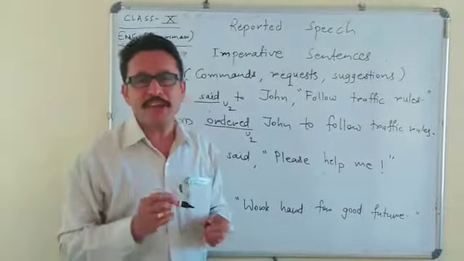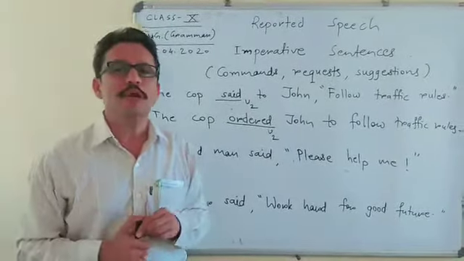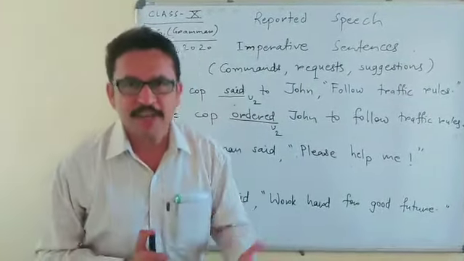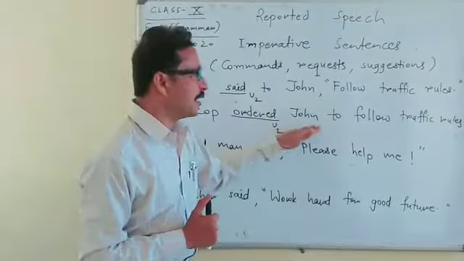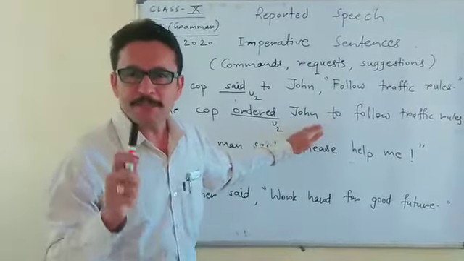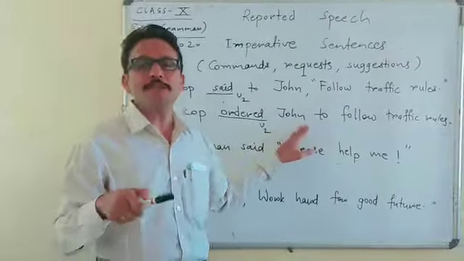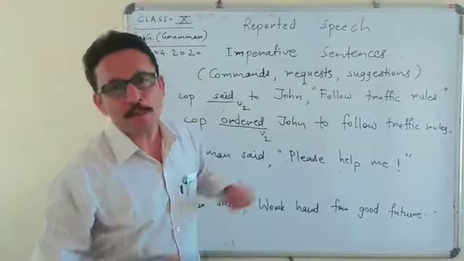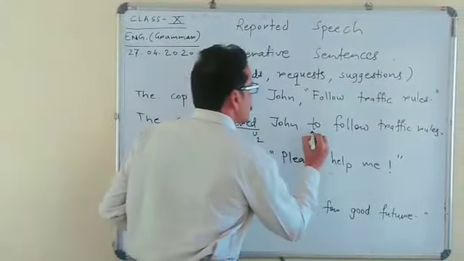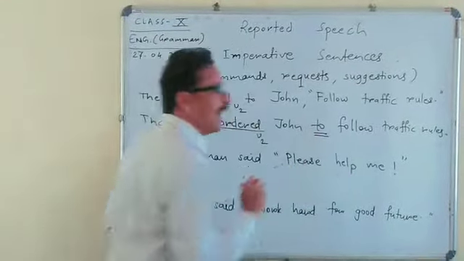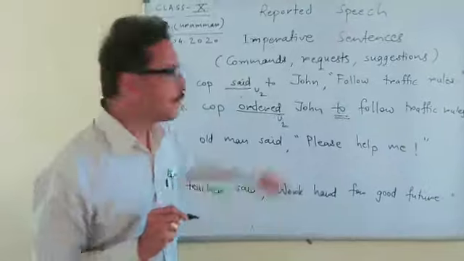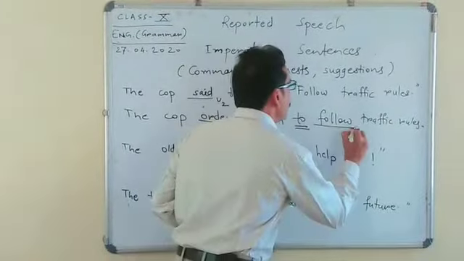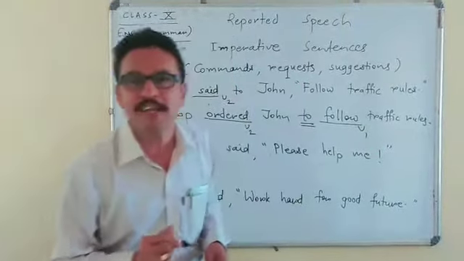Now remember one very important thing: when you convert imperative sentences from direct to indirect speech, after the reporting part you are not supposed to write that, you are not supposed to write if, you are not supposed to write whether, but after the reporting part you should start by using to. And it is our grammar's rule that after to, invariably you have to write the verb only in V1.